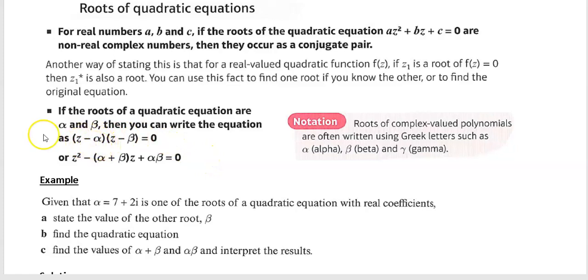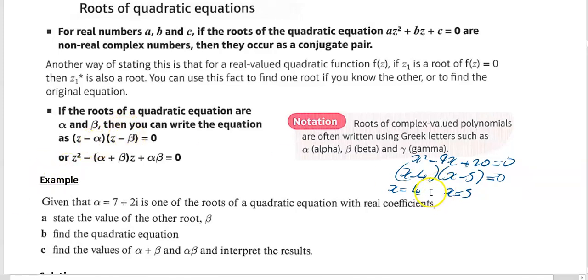Okay, so if you knew one of the roots of a complex equation was alpha, and you knew another one was beta, then you could write the equation as z minus alpha times z minus beta equals 0. Where this comes from: if you had x minus 4 times x minus 5 equals 0, then the roots of that equation are x equals 4 and x equals 5. If you expand this, you would get x squared minus 9x plus 20 equals 0. So we're sort of working backwards.